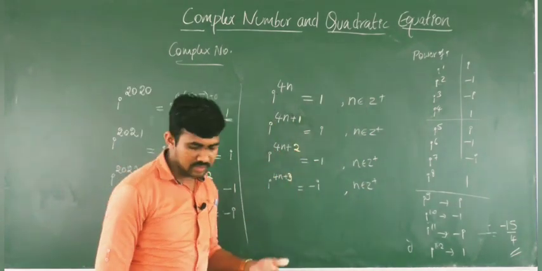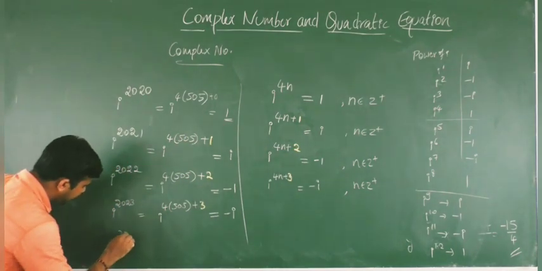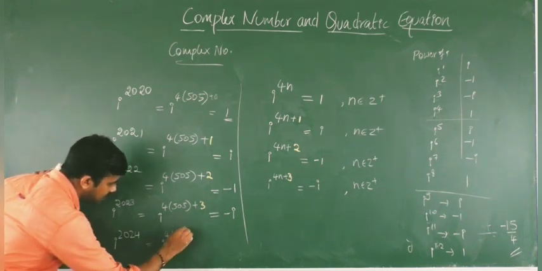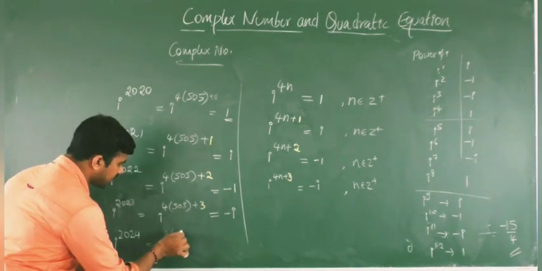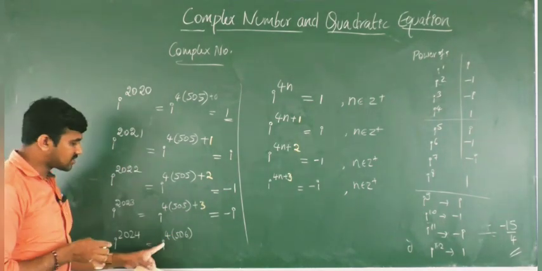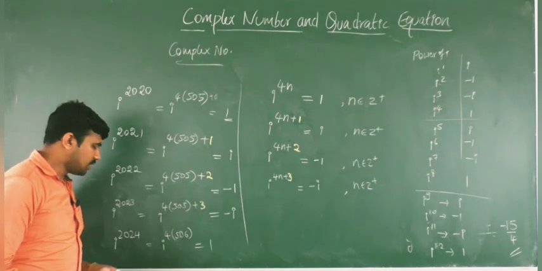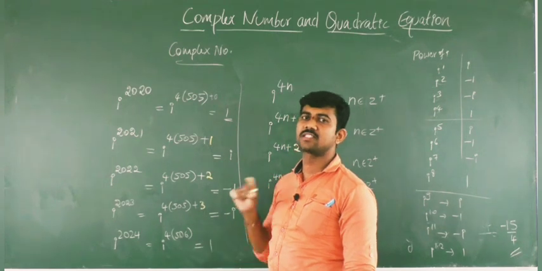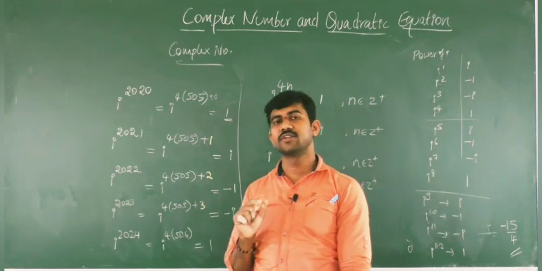Then you look again. Suppose we take 2024. Now we write i to the power 4 into 505 plus 4. Here 4 is common, so it is divided by 4, 506 times. So this is clearly in the form i to the power 4n, and its value is nothing but 1. You have to do it like this. If we take 2025, we get i to the power 4 into 506 plus 1, and its value is plus i. Like this it continues.